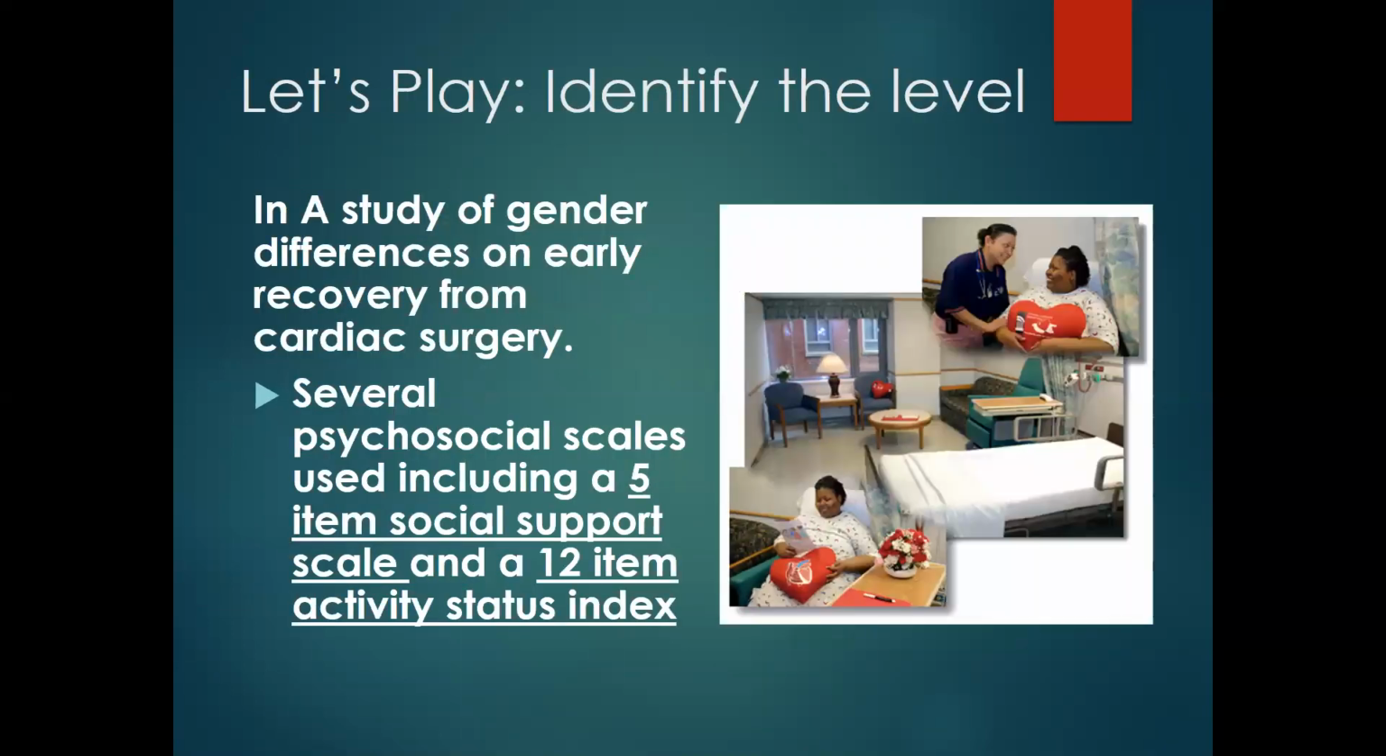So let's practice. Get ready to pause the slides so that you can see if you can identify the level. In a study of gender differences on early recovery from cardiac surgery, there were several psychosocial scales used, including a 5-item social support scale and a 12-item activity status scale. What level of measurement do you think that is? Go ahead and pause your slide. Make your best guess.